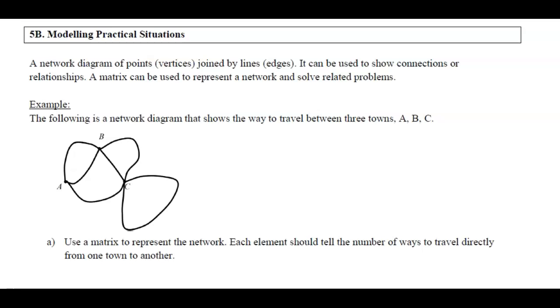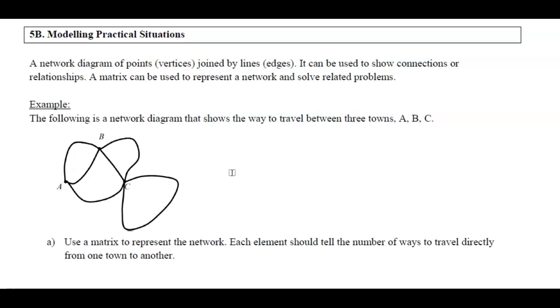So, a network diagram of points. When we do networks, the points are called vertices, joined by lines which are called edges. In matrices, you don't really need to know those definitions, but they're there so you can refer back to them if you need to. So that's a network diagram. It can be used to show connections or relationships. A matrix can be used to represent a network and solve related problems. So there's a relationship between networks and matrices in that a network can be represented by a matrix.